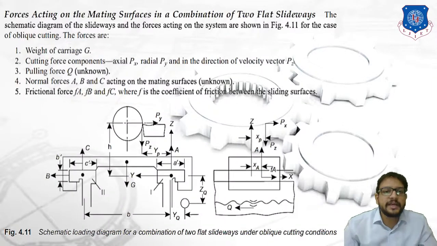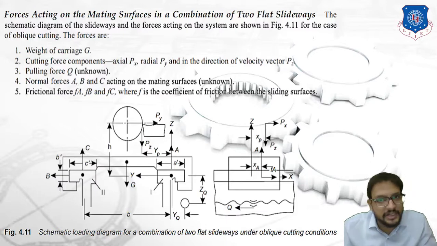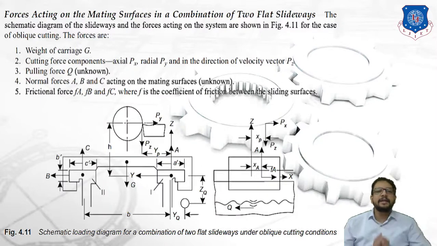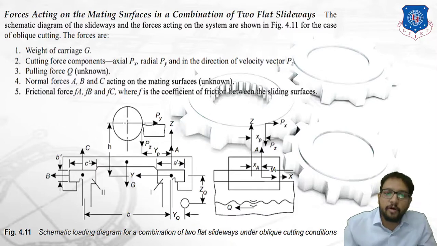So that is force acting on a mating surface in combination of two flat slides. Now from the last session, you are clear with the diagram, right? Most of the forces which are acting, you all know in case of flat and V slideways, which we have discussed. So similarly, those would be the forces acting in case of two flat slideways. The schematic diagram of the slideways and the forces acting on the system are shown in this figure, that is 4.11, for a case of oblique cutting.